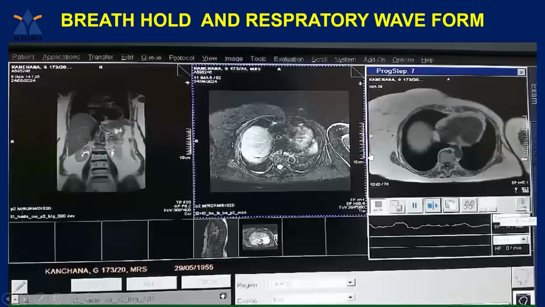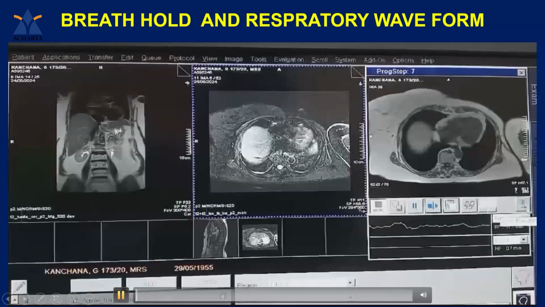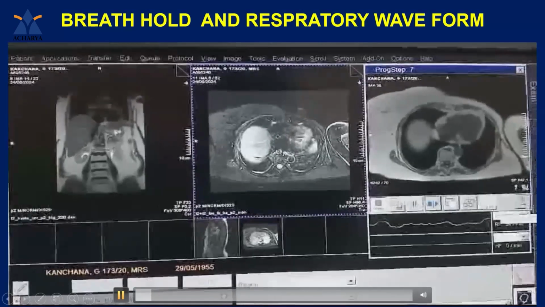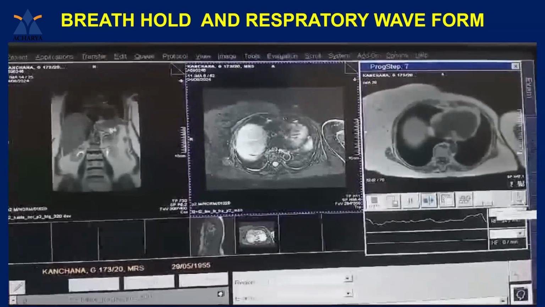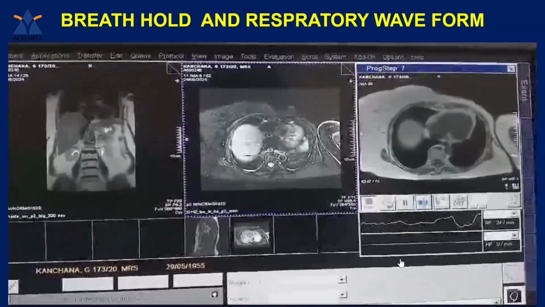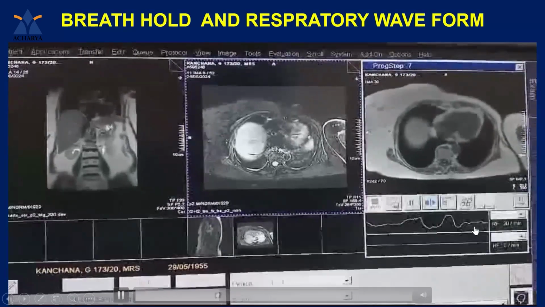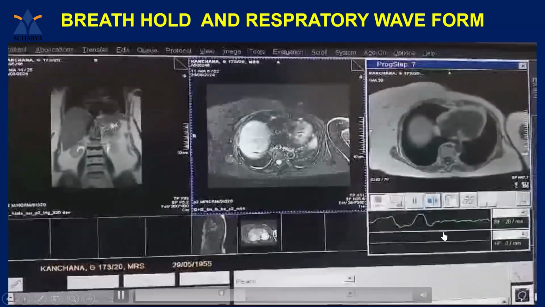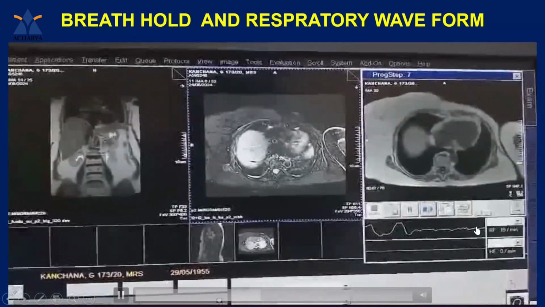The next one is how to do a respiratory waveform. You can see the respiratory waveform here. I'm going to show how to do it in the MRI department. You can see the waveform here. The patient is breathing very nicely.